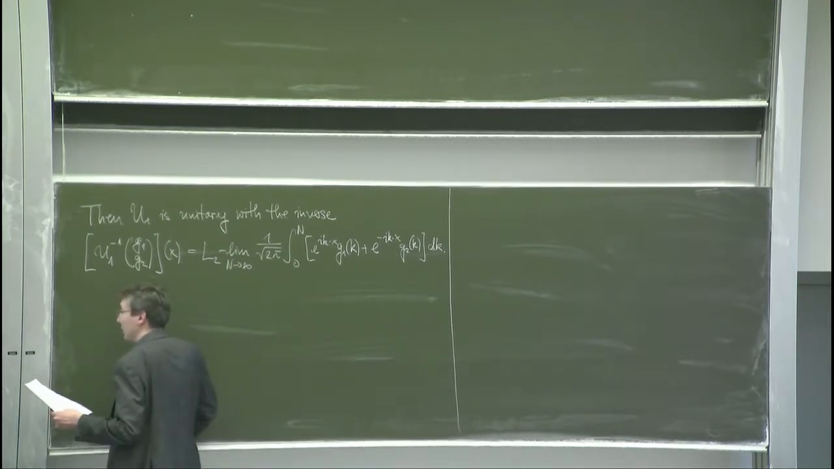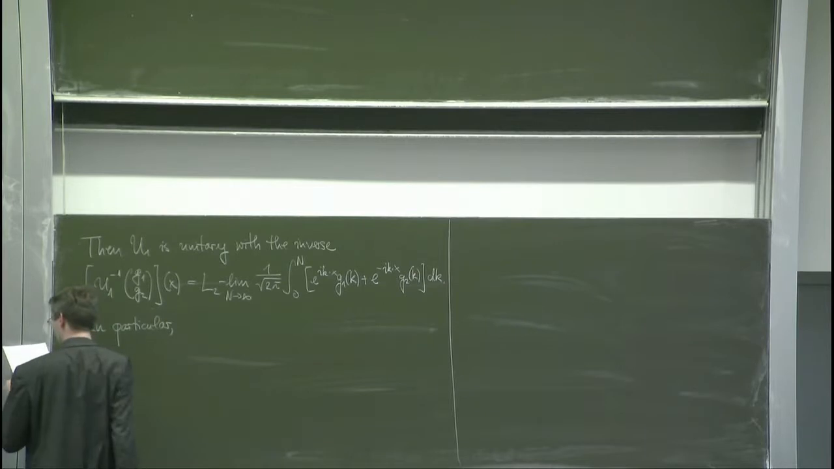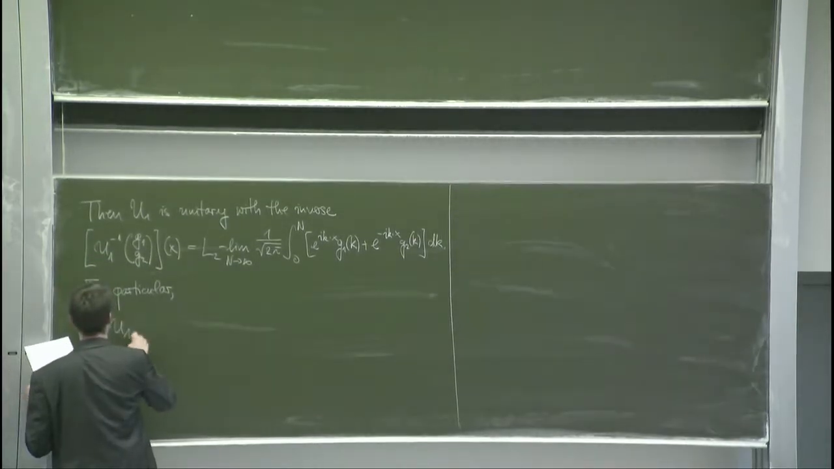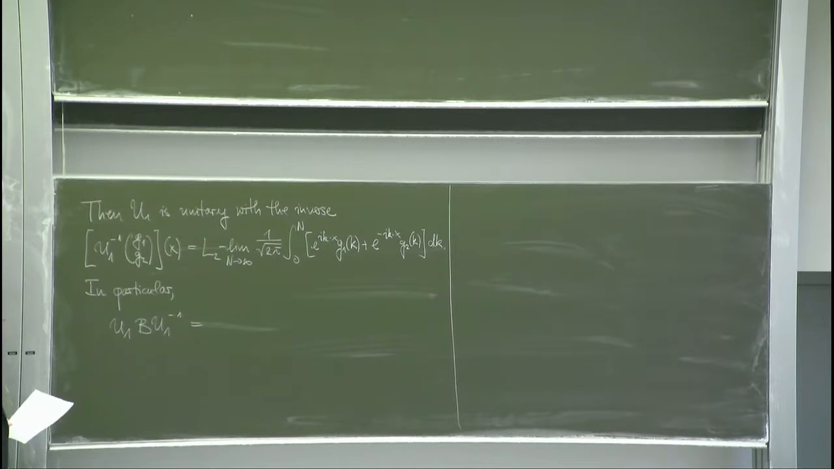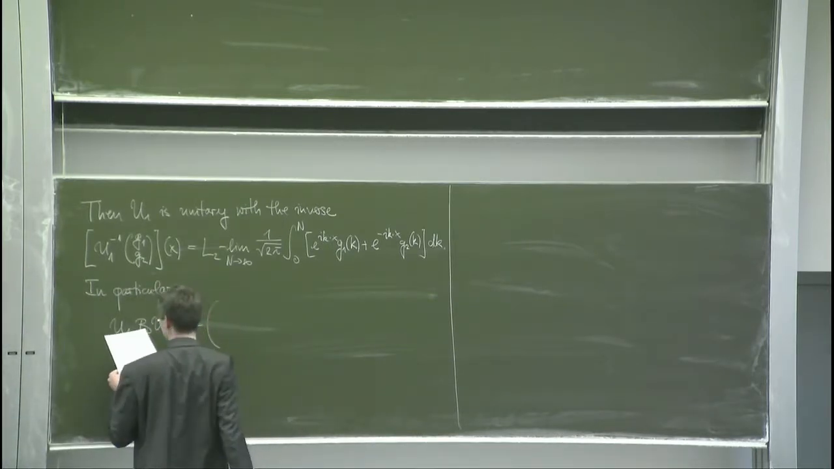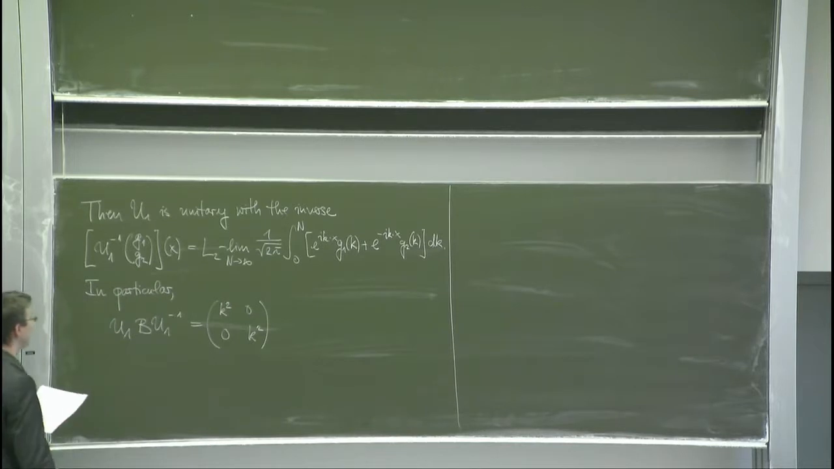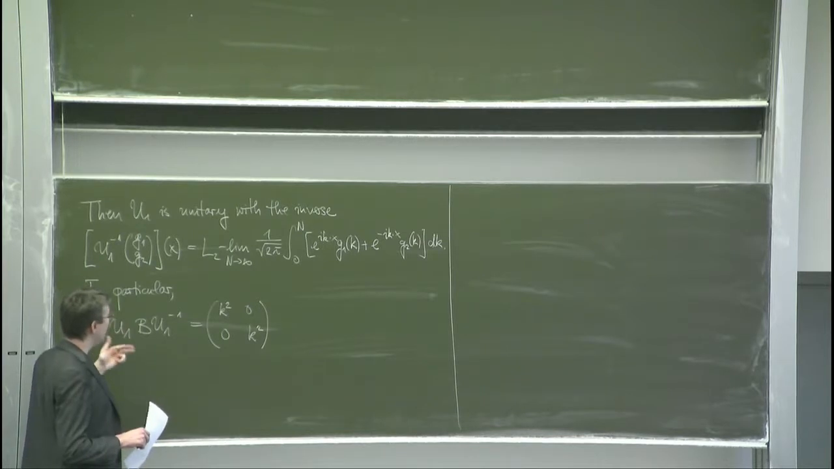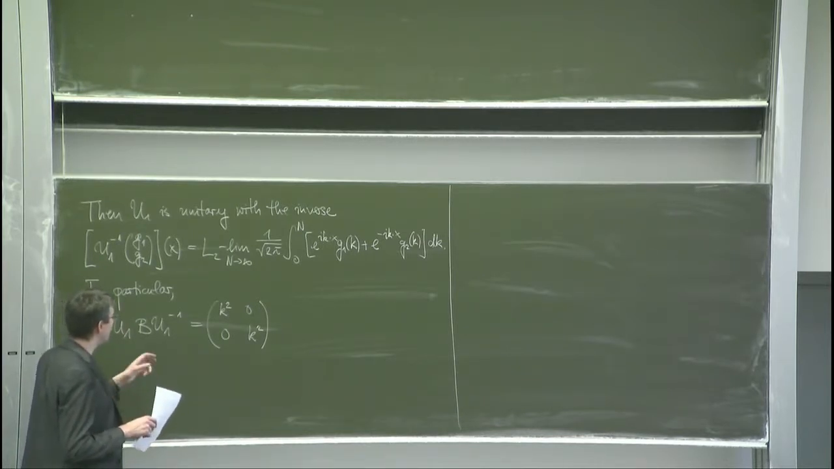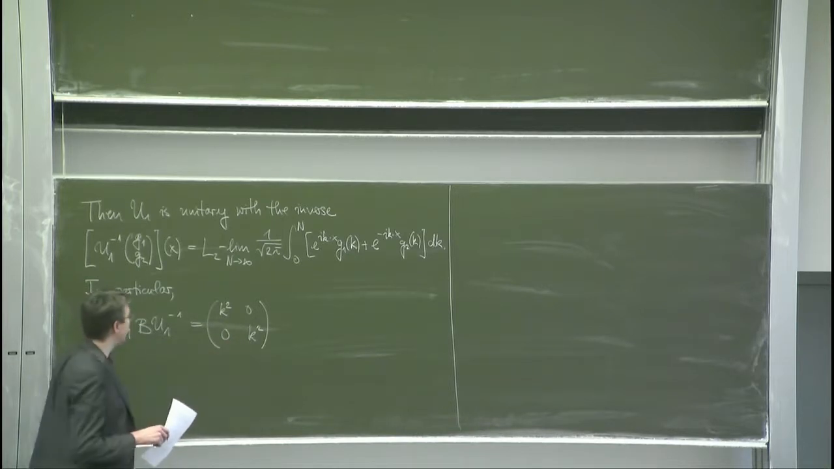In particular, when we use this, we have that U1 B U1 to the power of minus 1, recalling that B was simply minus the Laplace operator, simply gives multiplication with the following matrix. In each component, we multiply with k to the power of 2. Because this here is basically the Fourier transform, and this is the negative Laplace operator. The only thing that we have changed is that we are dealing with this two-component space, so we have to multiply with k to the power of 2 in each component.